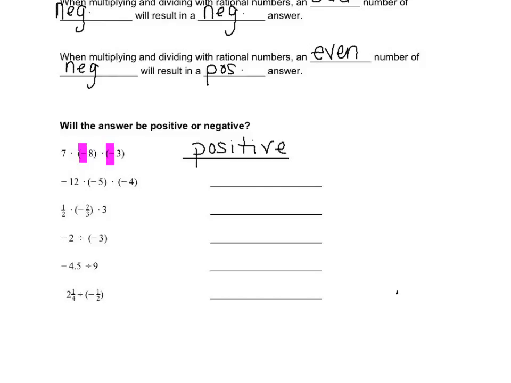My next one, negative 12 times negative 5 times negative 4. I see 3 negative signs. 3 is an odd number. Odd represents or results in a negative final answer. Let's look at the next one together.